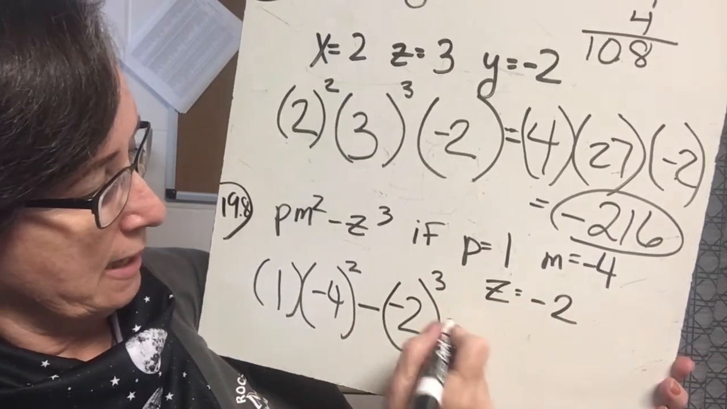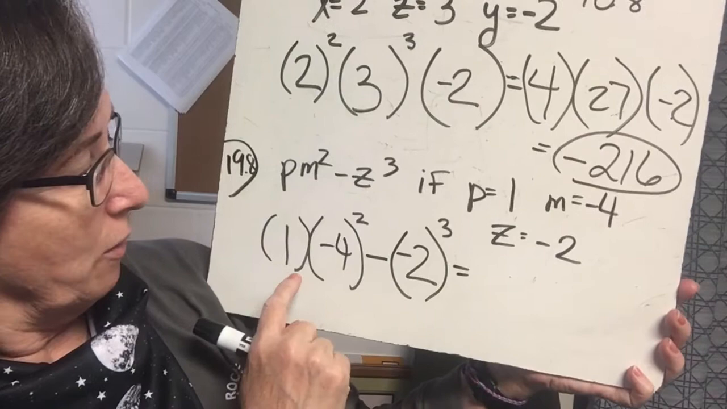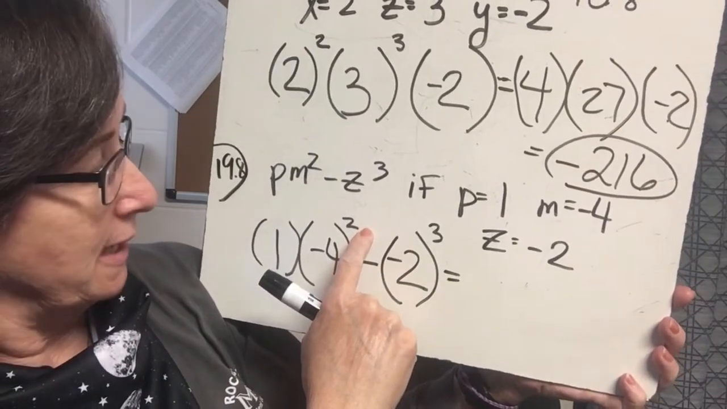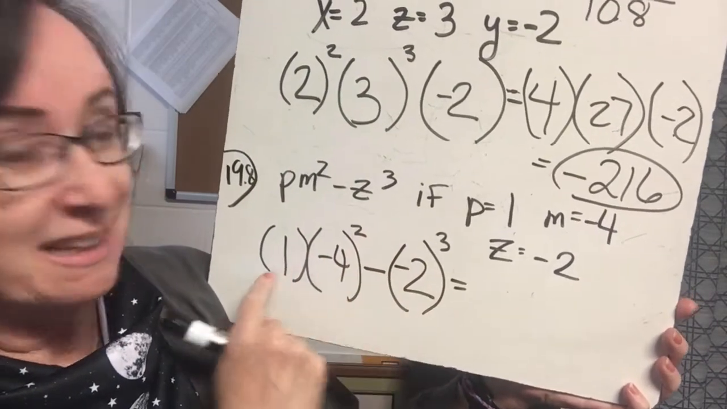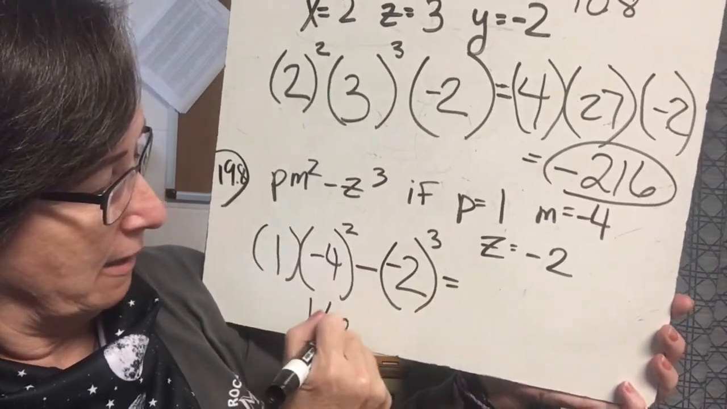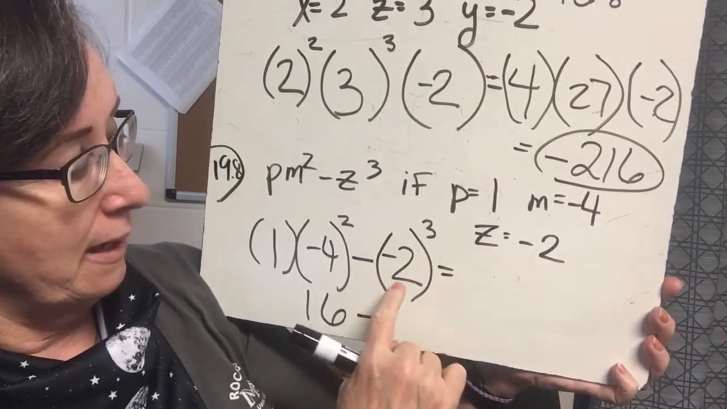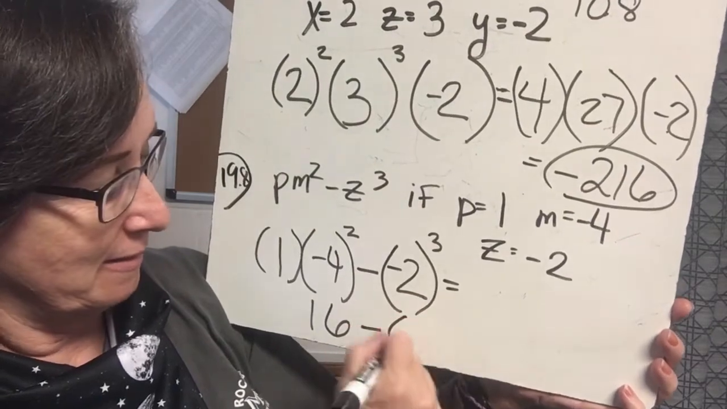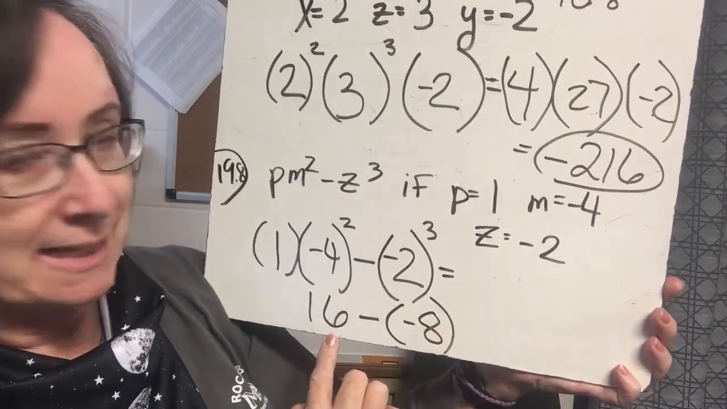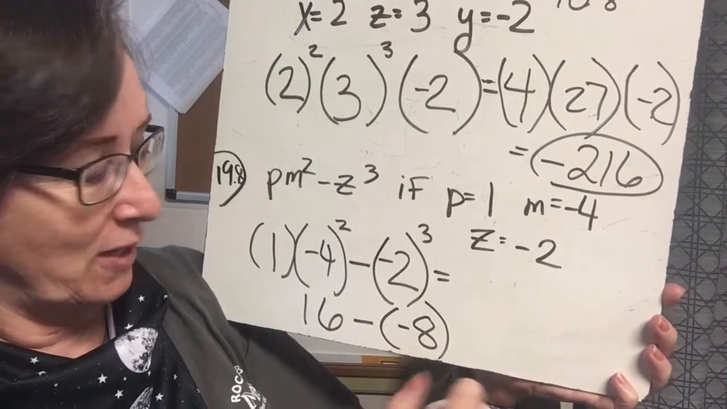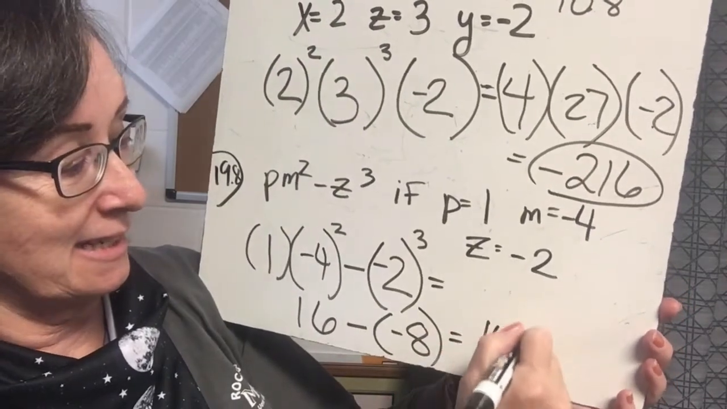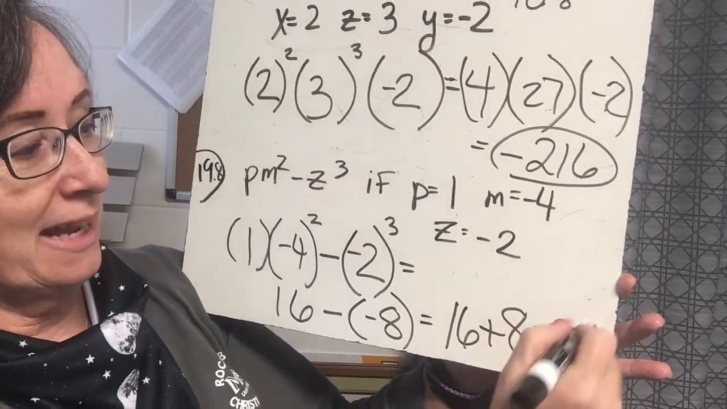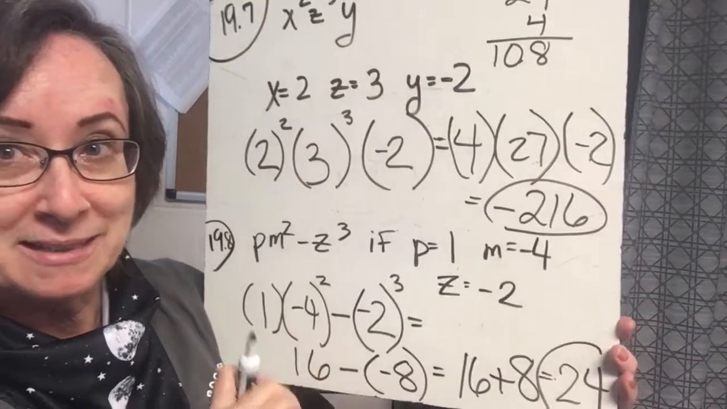So now I simplify. So I have a negative 4 squared, which is a positive 16. And positive 16 times 1 is still 16. Minus, now negative 2 times negative 2 times negative 2 is a negative 8. So what is the 16 minus a negative 8? That's a 16 plus 8. And 16 plus 8 is 24. And now we're ready for our practice problems.